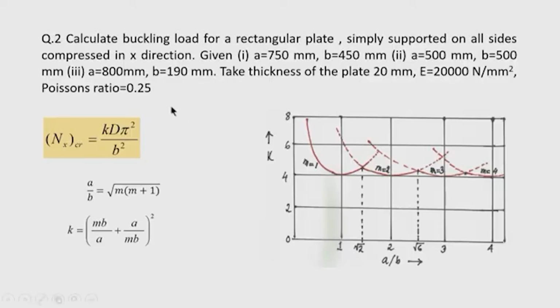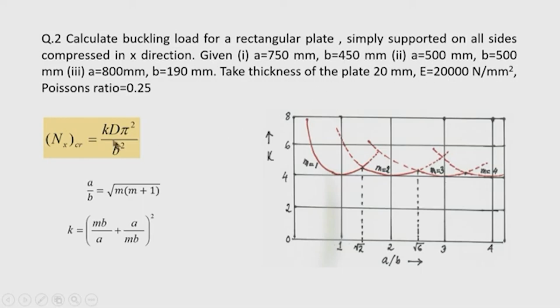Okay. Now, let us see the second problem. The second problem is to calculate the buckling load for a rectangular plate simply supported on all sides, compressed in the x direction, given the length of the plate 750 and width of the plate 450. In another case, the plate dimension is 500 by 500. The thickness of the plate in all cases we can take as 20 mm. Okay. And the modulus of elasticity is 2 into 10 to the power 5 Newton per mm square.